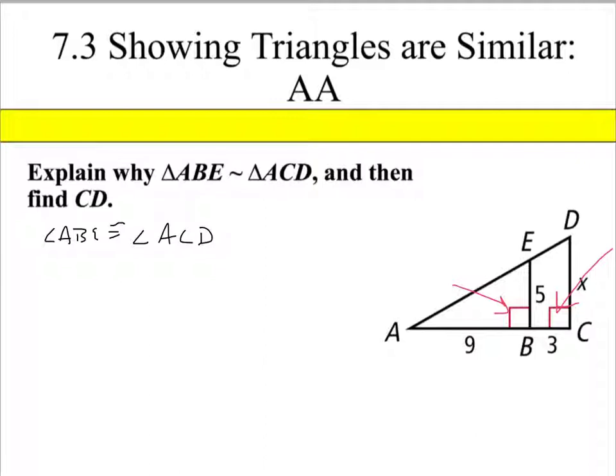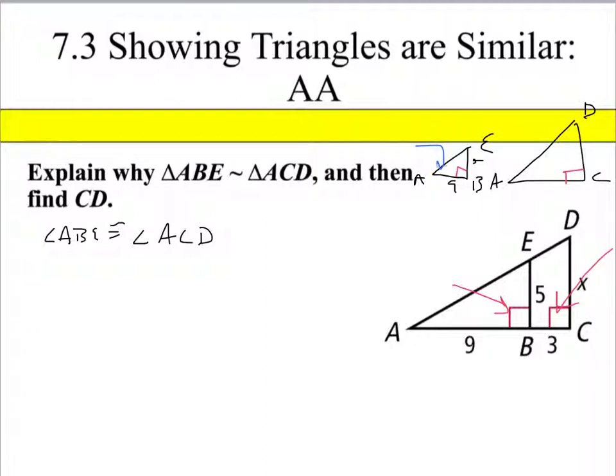Okay? Next, we need to find a second angle. And if you pull these two triangles apart, it will look like this, where this is AEB, and this would be 5 and 9. And this other one is ADC. Okay, we both know that they are right angles. Where would we have another angle congruent?